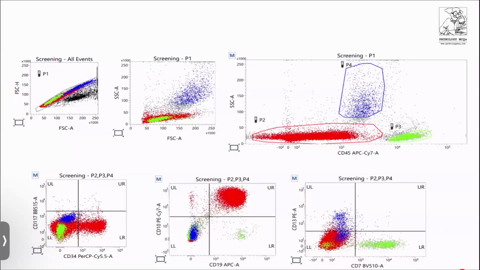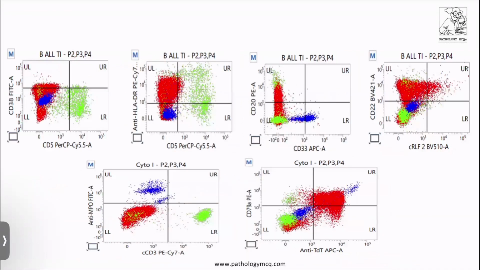So in this plot, we have looked at the immaturity markers, the B markers, and the myeloid and T markers. T markers have been ruled out because CD7 is negative and CD13 is negative. So the myeloid marker is also taken out. Then CD19 and CD10 are positive, co-expressing, and CD34 is positive. Moving on to the next plot of the same case.